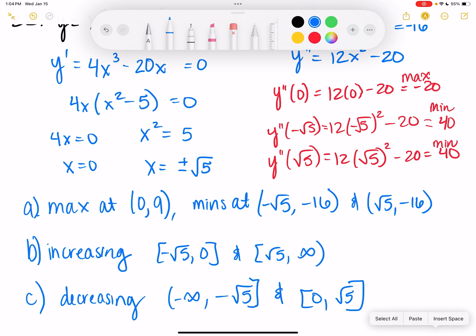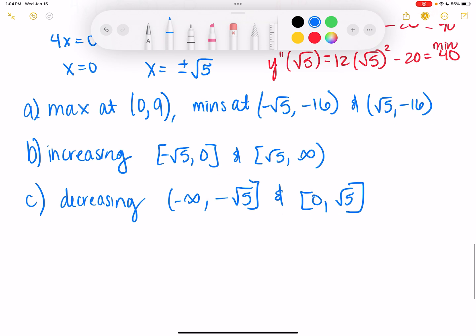So your graph looks something like this. It's decreasing from negative infinity to negative root 5. So it starts out going down. At negative root 5, we're here. I don't know what exactly this graph looks like, I'm just approximating. Then it turns around and it starts going up.